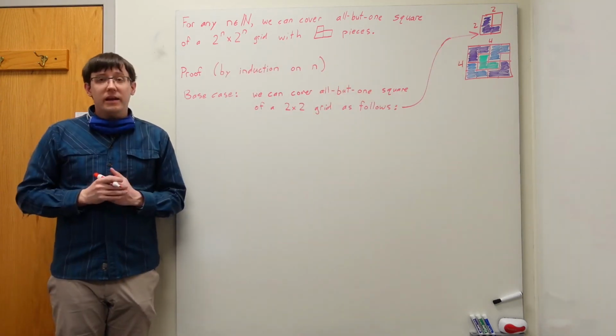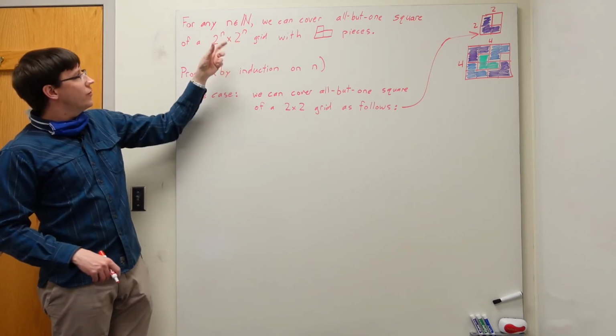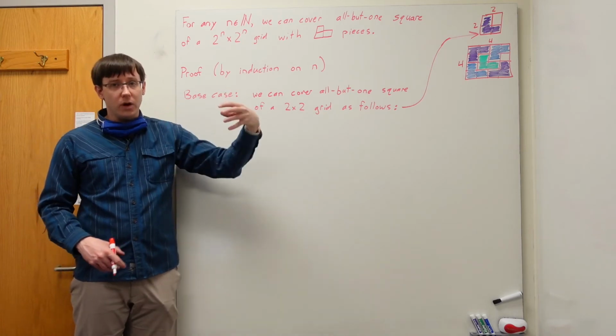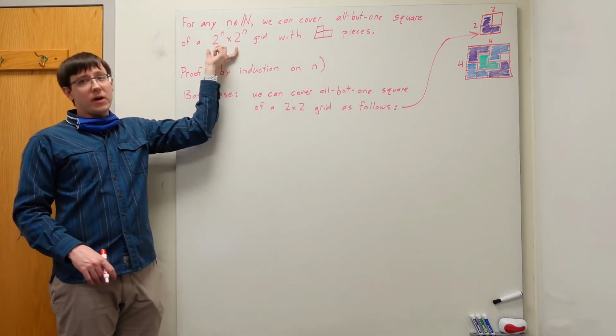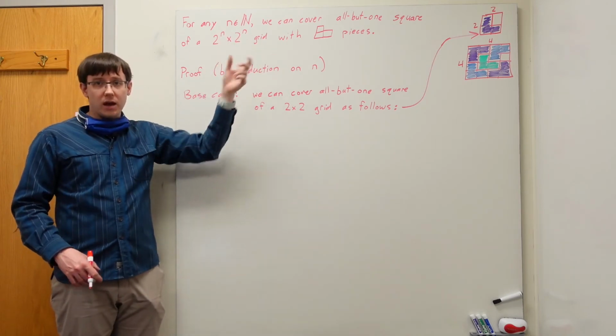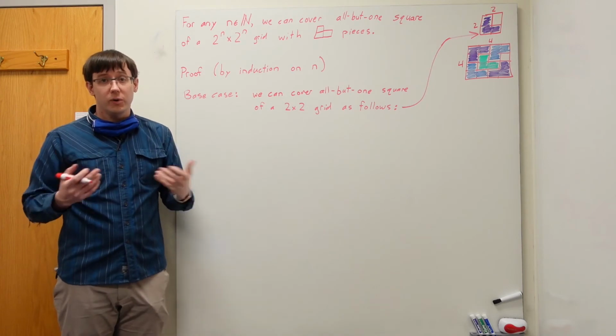Now we need an inductive step where we assume that the property holds for n and show that it holds for n plus 1. And since we are talking about a size 2 to the n grid, when we add 1 to n, we are doubling both the height and width of the grid that we are tiling.